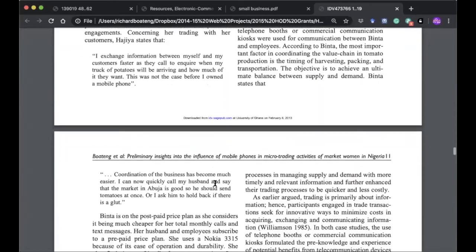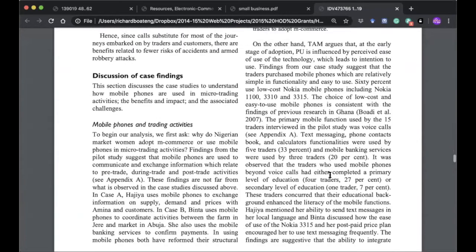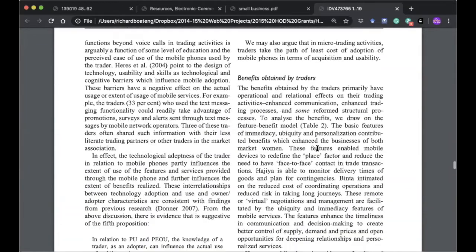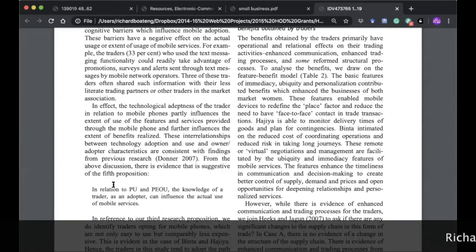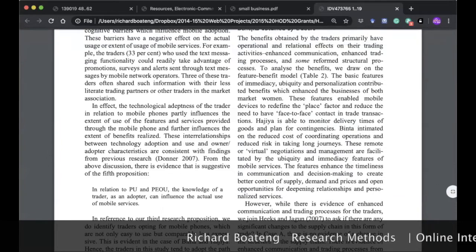So if you look at the analysis, you see, it says that this characteristic of the traders tends to be suggestive of our second proposition. So in the discussion, everything that you discuss, you end up relating it back to the propositions that you have here. The same thing is what's happening. If you go on, you see that from the above discussion, there is evidence that is suggestive of the fifth proposition. So at least I want you to note that there are possibilities that you can use these things.